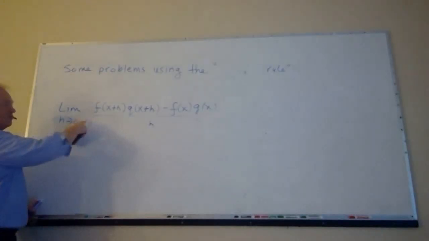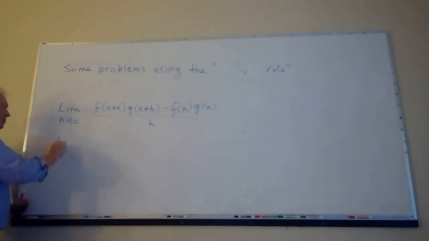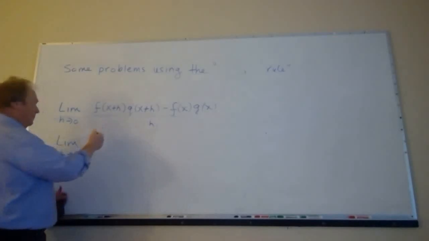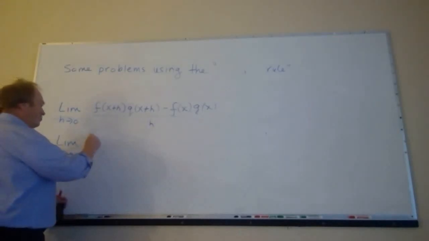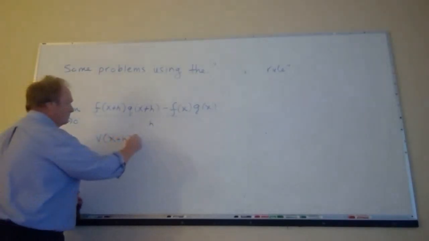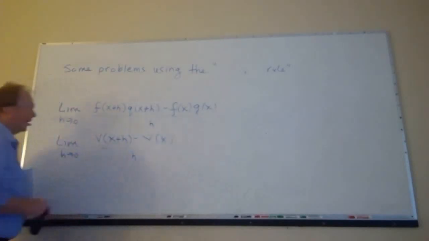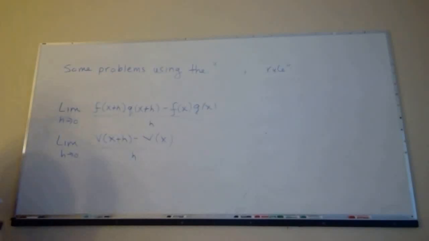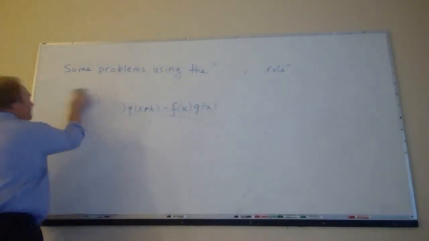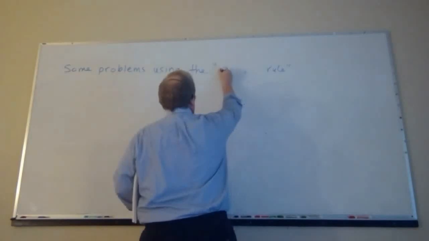But this comes from the definition of limit, right? This is the definition of the limit of a function. If you call it something rather than f and g, I'll call it maybe v. This is actually the limit definition of the derivative, and that's how we get it. Okay. All right, so let's do a few problems with the quotient rule.